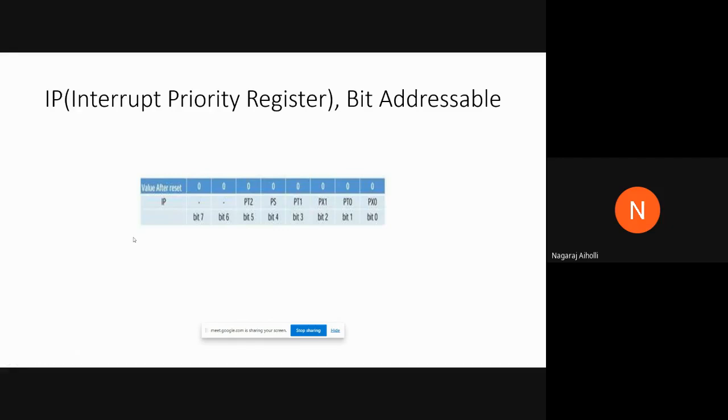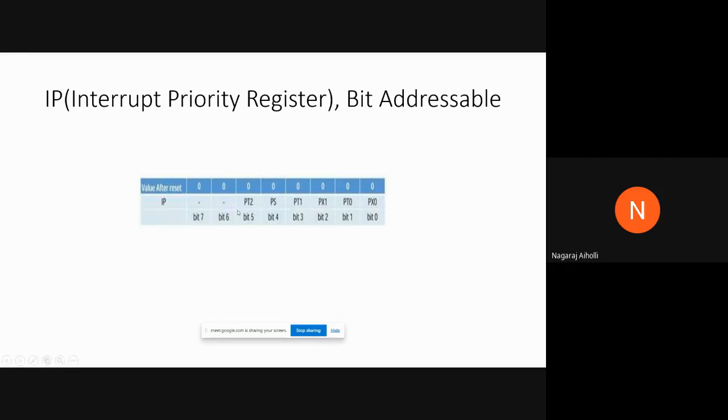Now let us study the bit format or bit structure of the IP register. Full form of the IP register is interrupt priority register. It is also a bit addressable register like the IE register. Now, which are the different bits of the IP register? This IP register is used for setting the priority for the different interrupts.